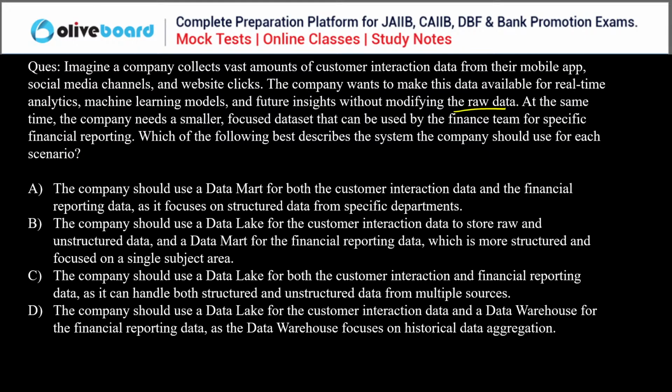At the same time, the company needs a smaller focused data set that can be used by the finance team for financial reporting. Which of the following best describes this? A: The company should use a data mart for both customer interaction and the financial reporting data as it focuses on structured data. B: A data lake can be used for customer interaction, while a data mart for the financial reporting data. C: Data lake for customer interaction and for financial reporting, both structured and unstructured data. D: The company should use a data lake for customer interaction and warehouses for the financial reporting data.